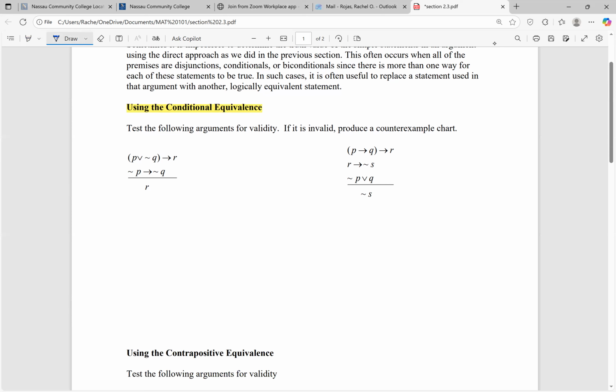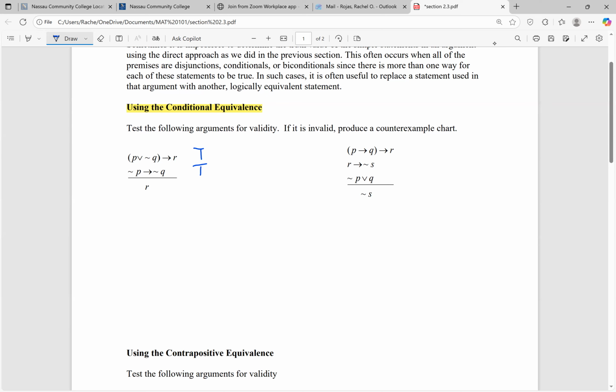Let's test the following arguments for validity. If it's invalid, we're going to do what we've been doing and produce a counterexample chart. So let's look at this first argument. We have two premises. And remember, with the true-false method, we're going to assume the premises are both true. But here's the problem. We have two conditional statements, and there are different ways a conditional statement can be true. It could be true implies true, false implies false, false implies true. So there are too many different possibilities for P, Q, and R.